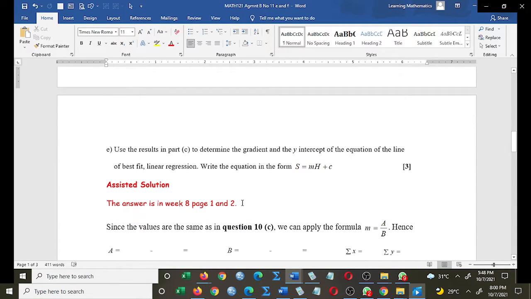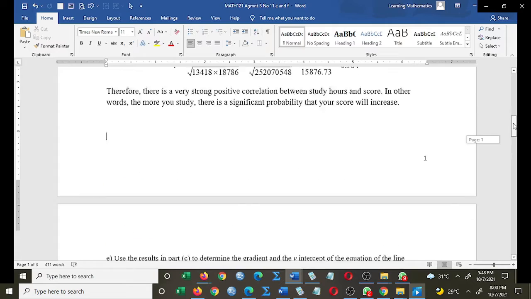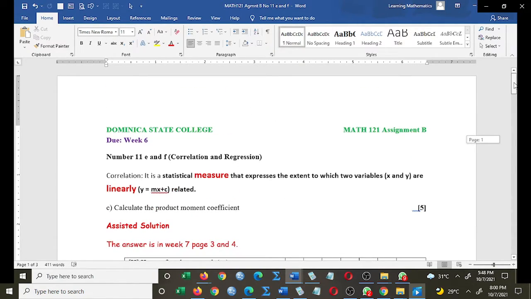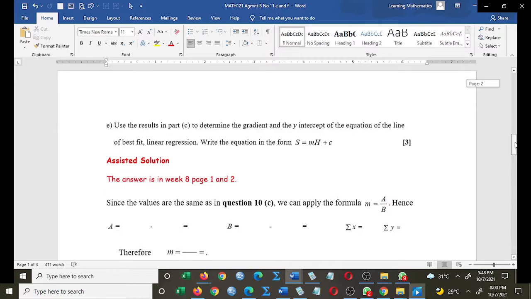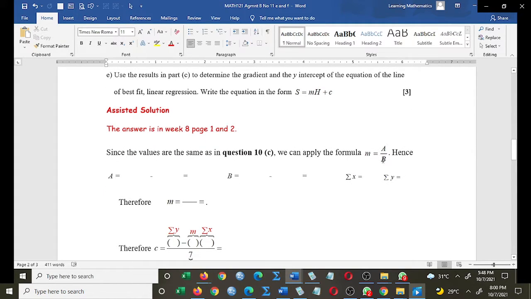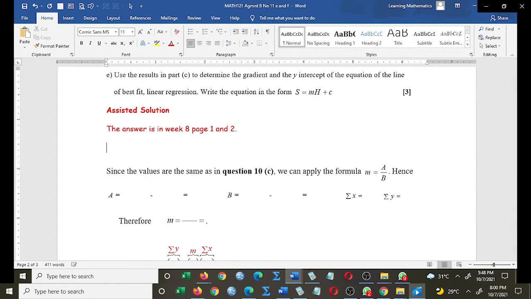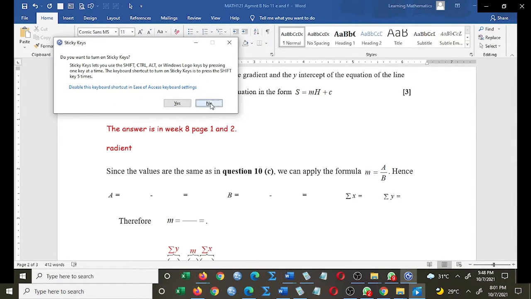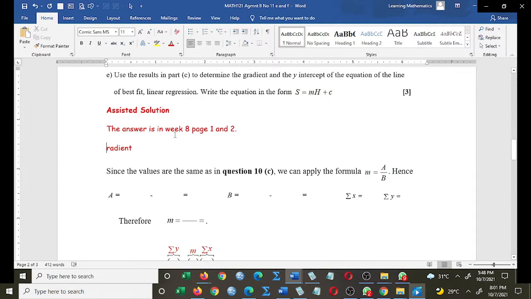Use the results in part C. The reason why it is saying to use the results in part C to find the gradient is because to find the gradient you have to use that formula here. The formula for gradient in linear regression is not y2 minus y1 over x2 minus x1. That would be for a graph. If you have a graph, then you can use y2 minus y1 and x2 minus x1. Okay?